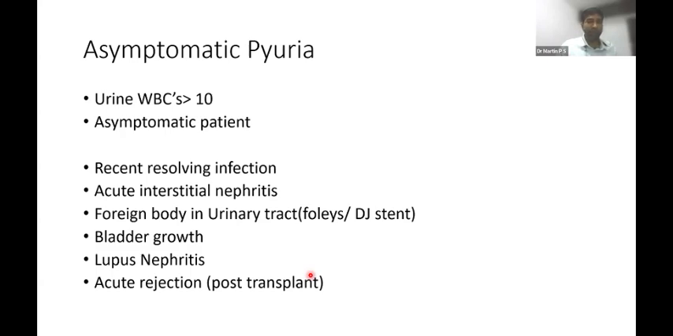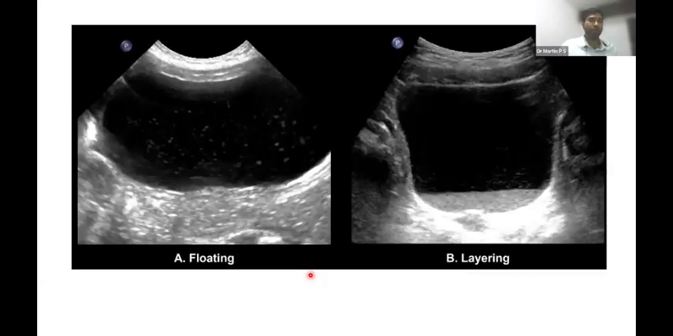Now, this is an image I am sure every one of you might have seen. If you are doing POCUS, point of care ultrasound, very frequently, you most likely might have come across these two pictures. And you might have even seen some radiologists reporting cystitis, showing these printouts with the ultrasound report.